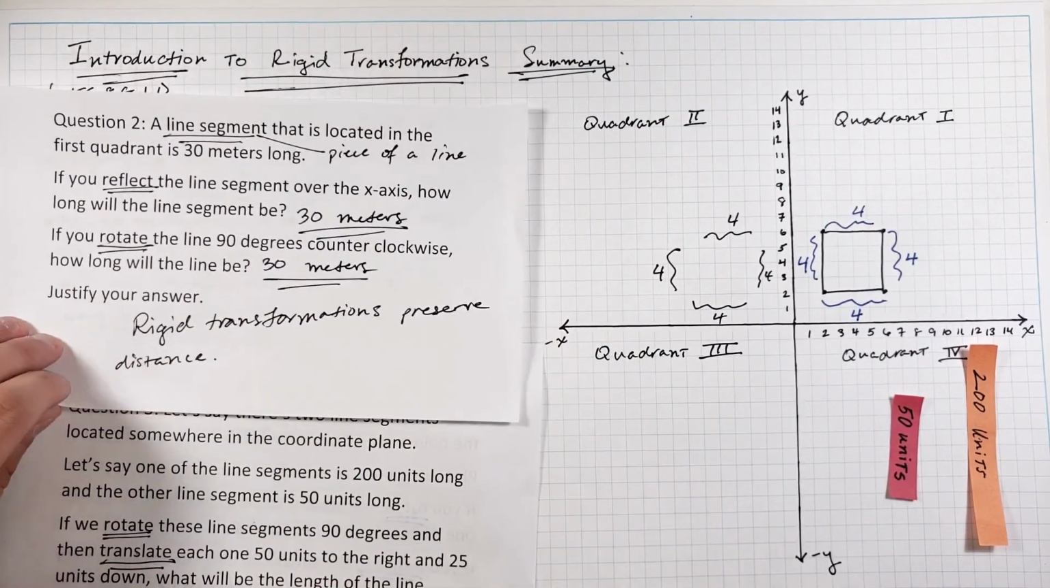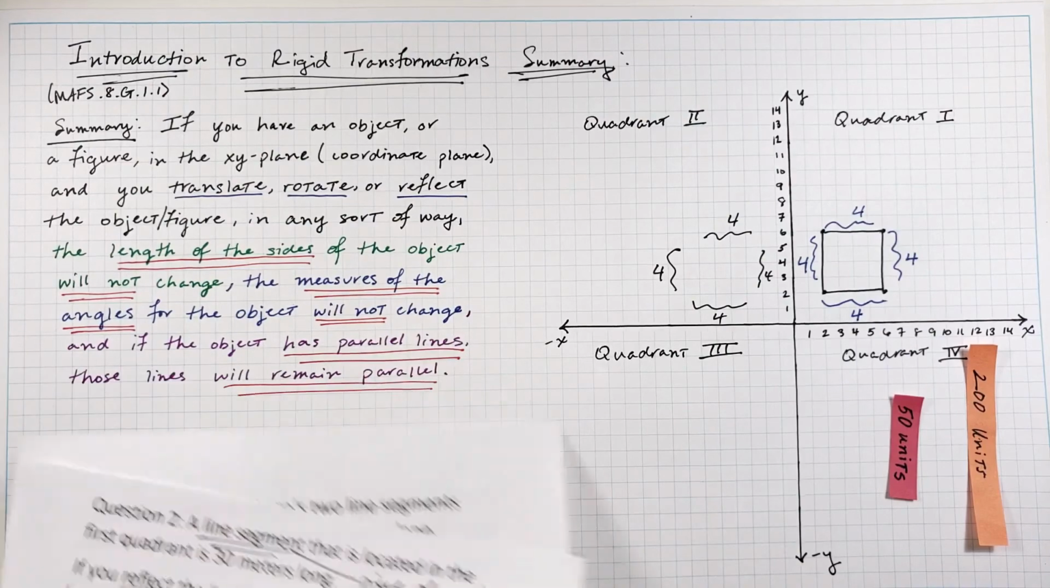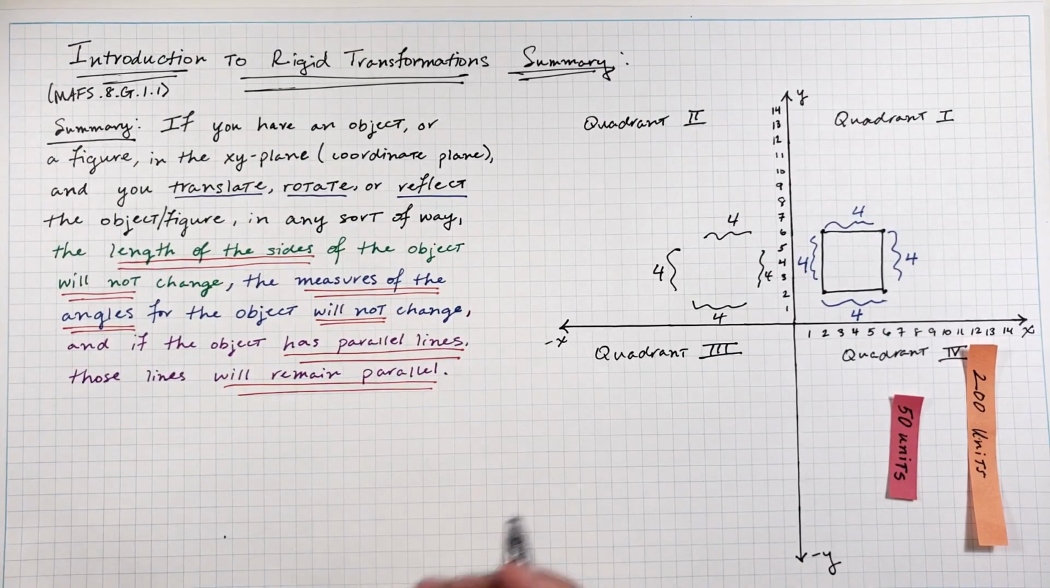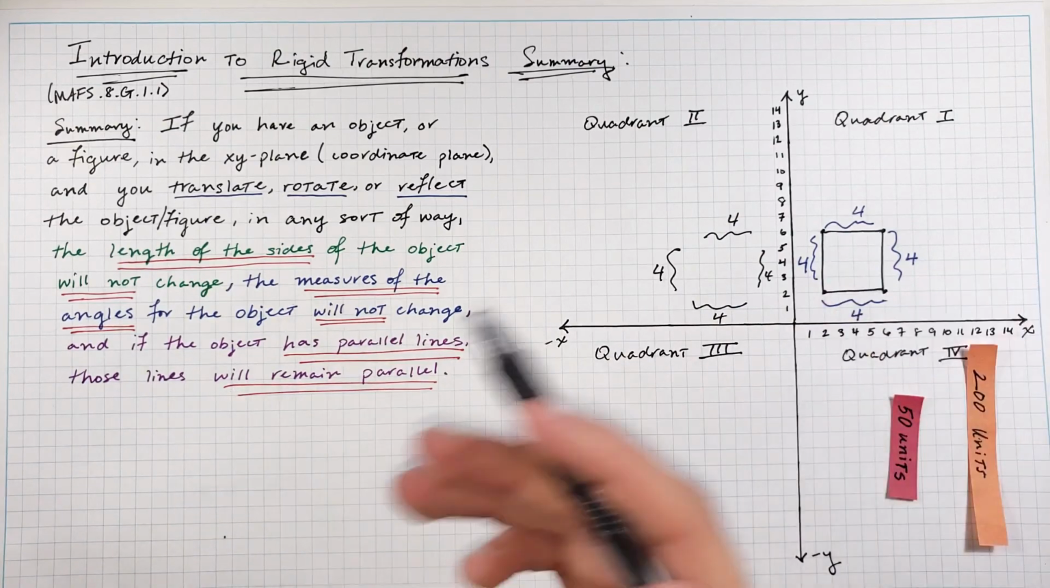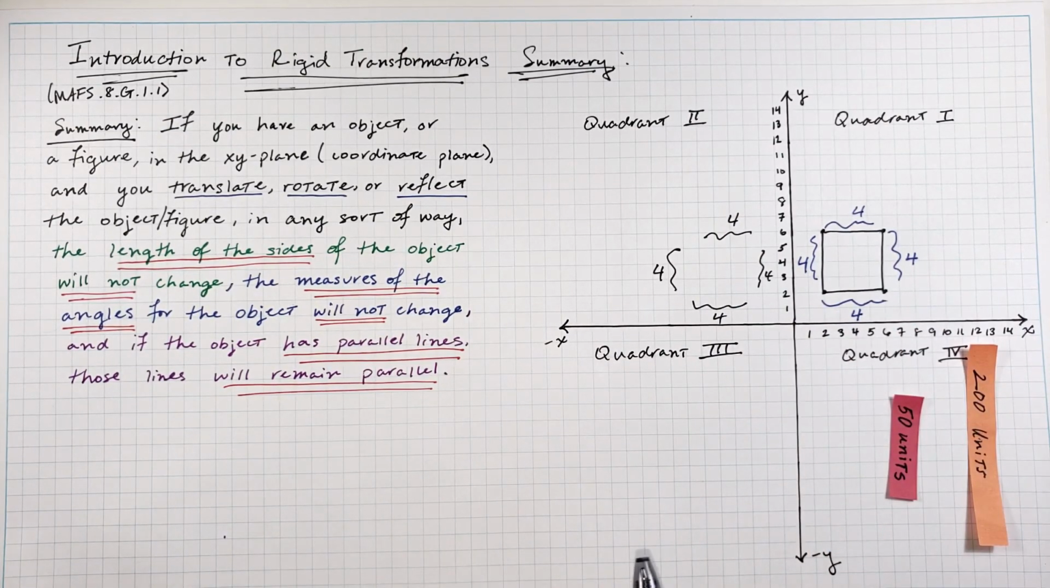They were just asking you to do a bunch of rigid transformations, and for you to notice that none of the lengths, the size, changed for anything. Everything stayed the same. That's pretty much what these questions were asking.